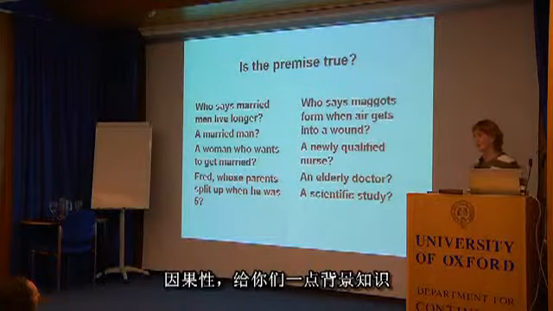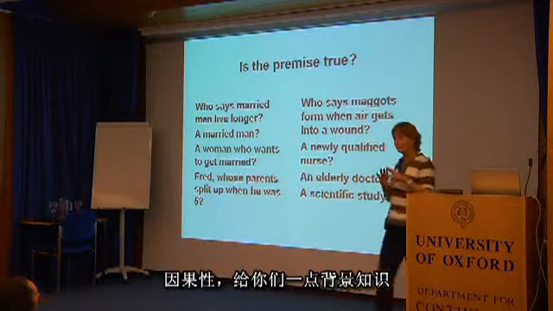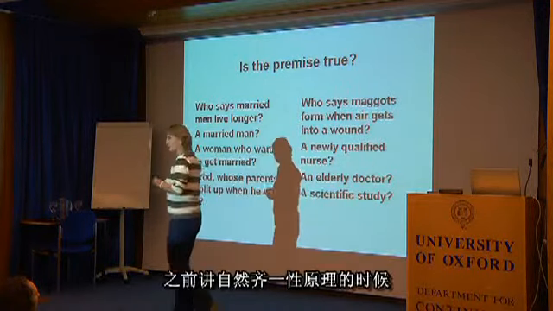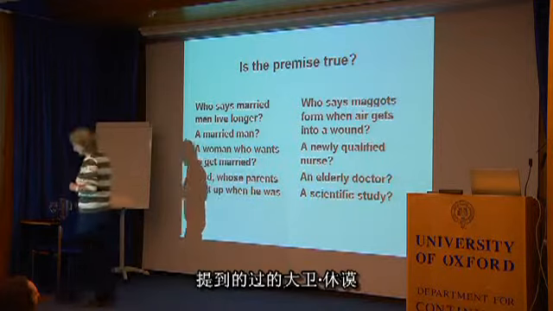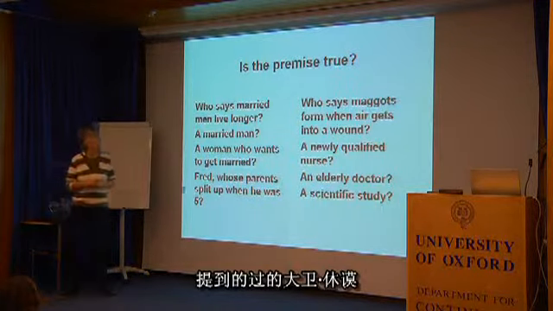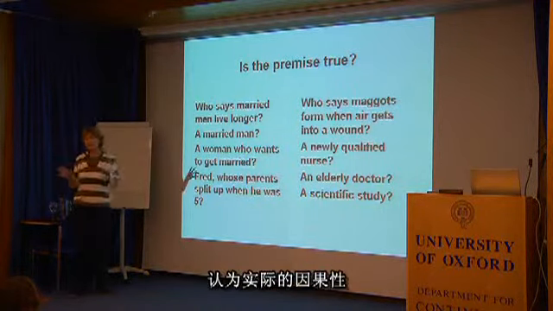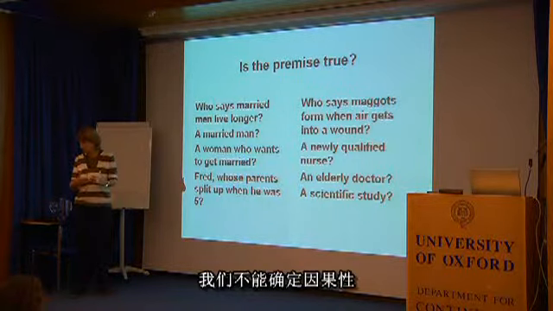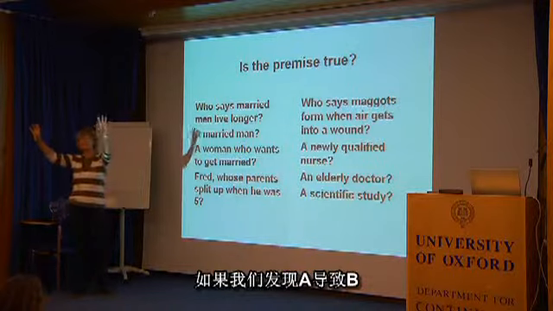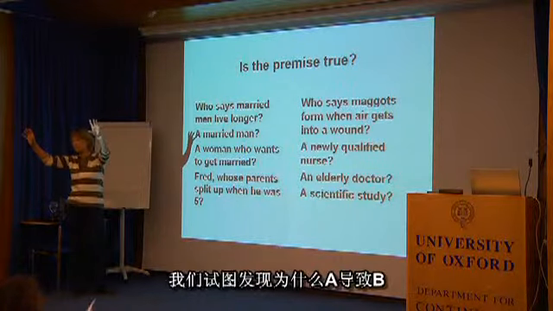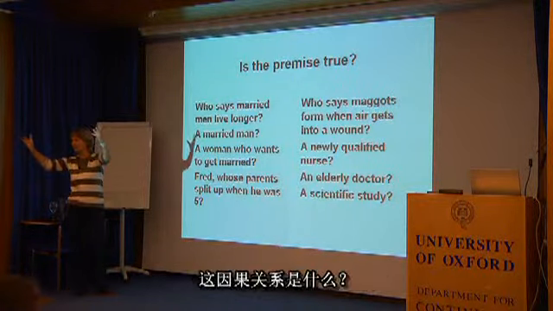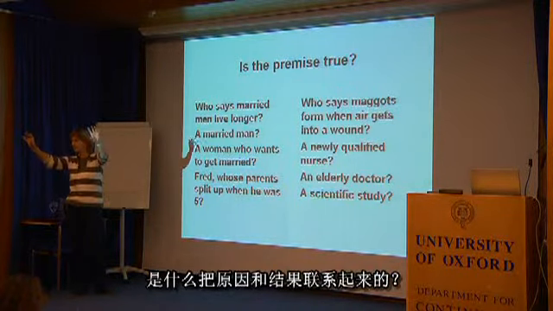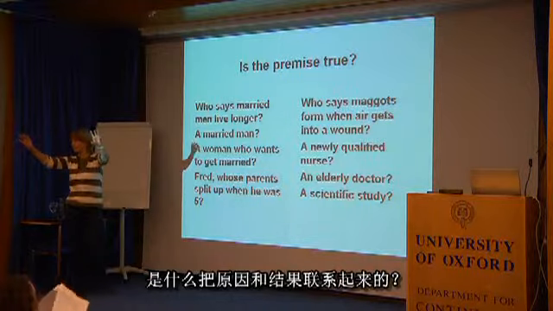Causation is actually, to give you a little bit of background on this, David Hume, the person I've mentioned already in connection with the principle of the uniformity of nature, believes that we cannot determine causation. If we find A causes B, and we try and find out why A causes B, what is this causal relation? What is it that relates the 2 things that are cause and effect?